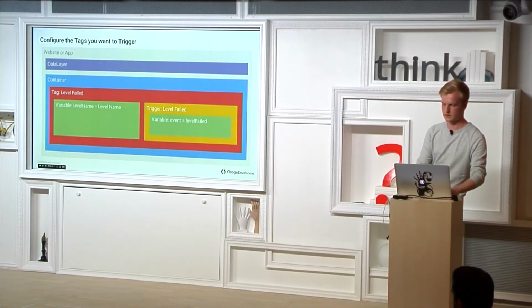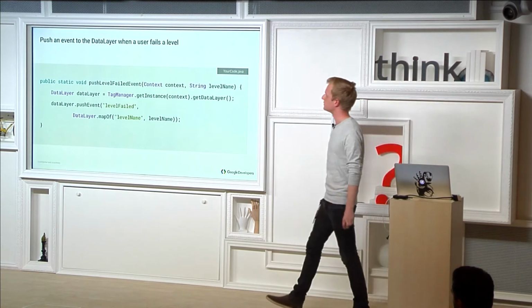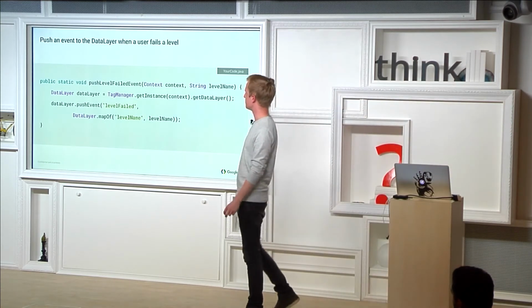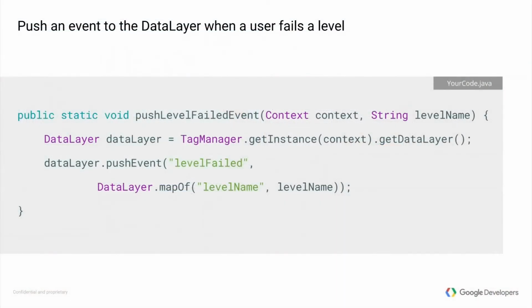Don't know why this is taking so long. OK. So how would we, for example, go about that? We would have a function called push level filled event. And what we would push into the data layer, first we get the data layer for our set up Tag Manager instance. Then we go and push an event to the data layer, which is called level filled. So that satisfies our trigger. And then level name, which passes our level name variable in there.